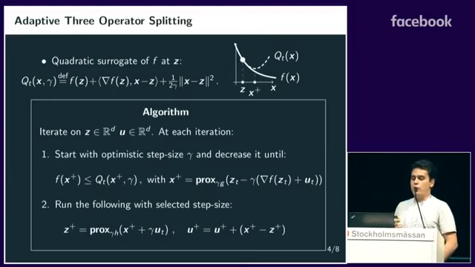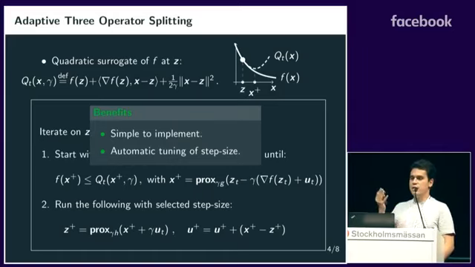So in the algorithm, we start with an optimistic step size, which is typically the one we had from the previous iteration, and we check whether the quadratic surrogate that we constructed, which is a quadratic function that depends on the objective value and on the gradient, is an upper bound on our objective function. And if that is true, then we can use that optimistic step size, where the influence on the step size is on the amplitude of that quadratic. And then the rest of the algorithm is the same as the three-operator splitting, but using that new step size.